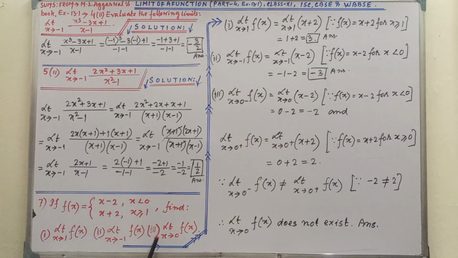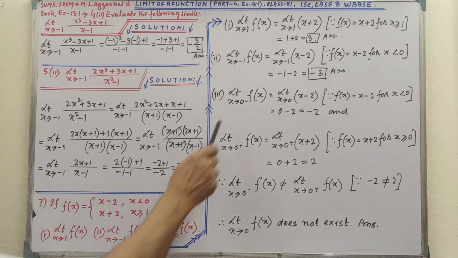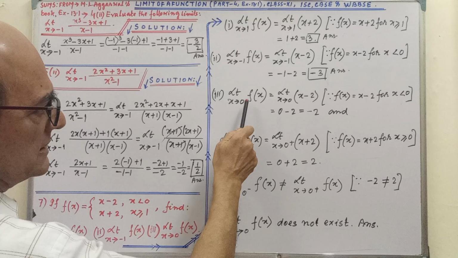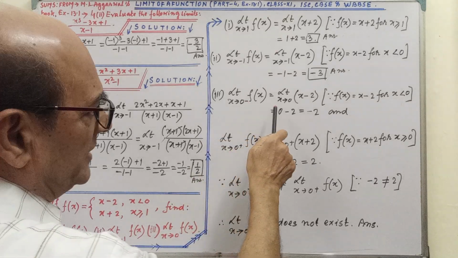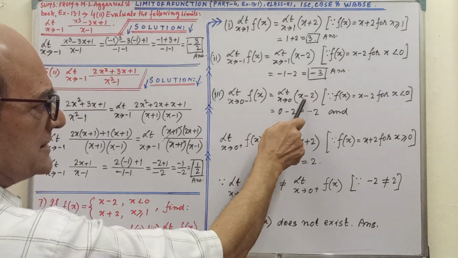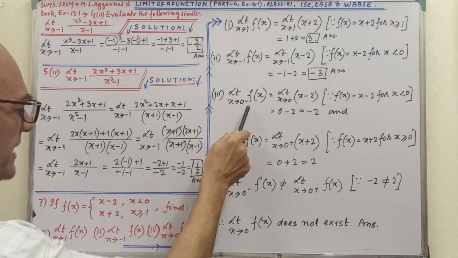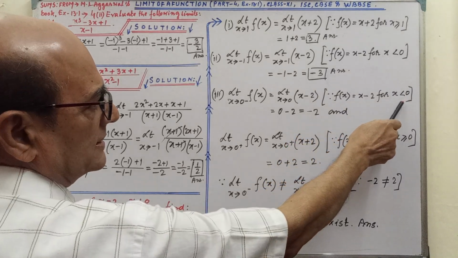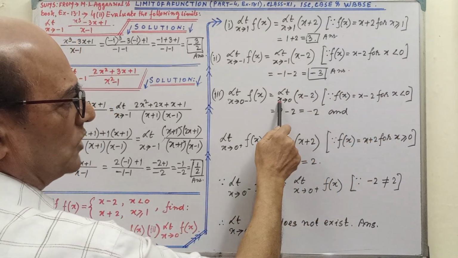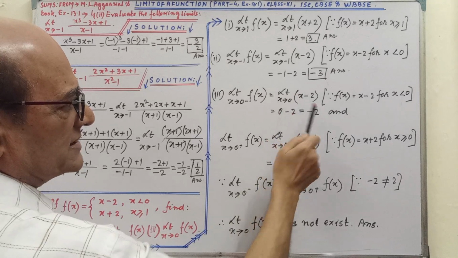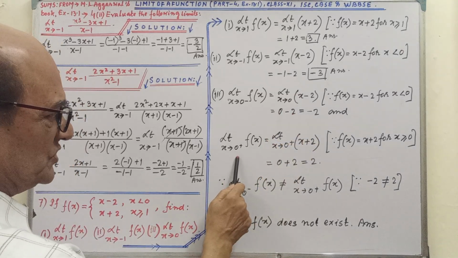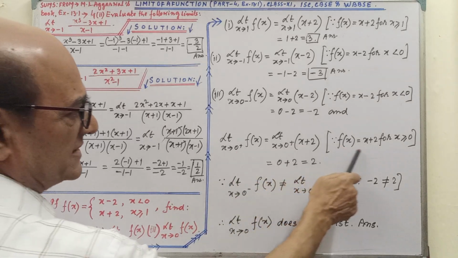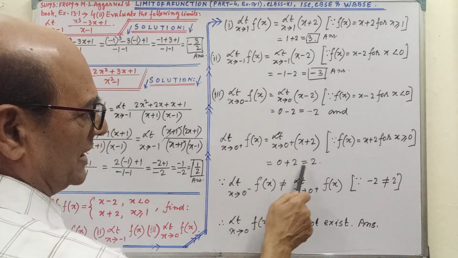Next we have to find out the value of this. Limit x tends to 0, we are taking the negative limit, that is minus, less than 0. If it is minus, then it will be x minus 2. Reason here is written clearly. And now we are putting the value of x, that is 0. 0 minus 2, that is minus 2. And plus 0, same thing. When it will be plus 0, then naturally it will be x plus 2. Reason is given here.